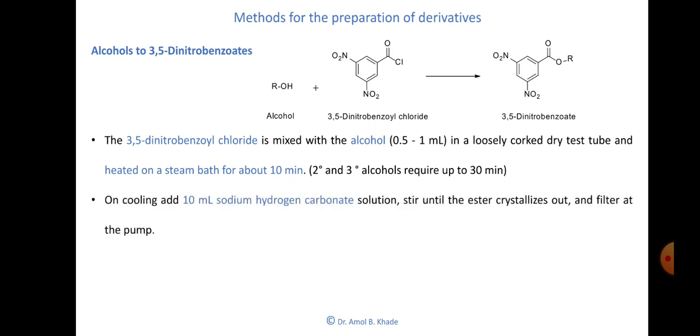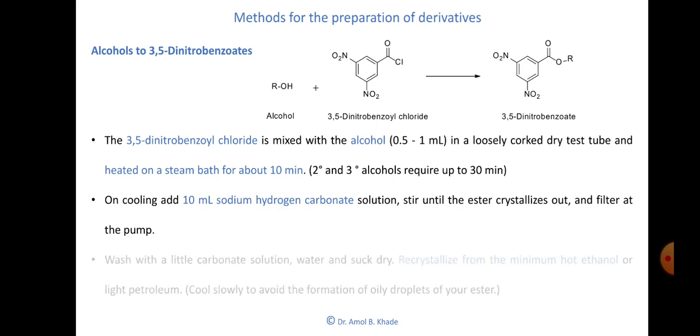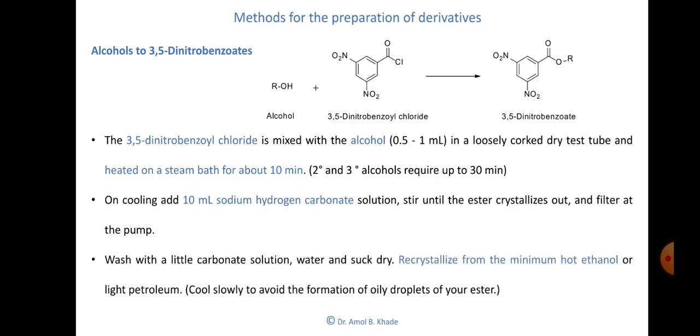Okay, so on cooling, you can add 10 ml of sodium hydrogen carbonate solution, and stir until the ester crystallizes out and filter at the pump. Okay, using a Buchner funnel. So wash with a little carbonate solution as a workup of the reaction, then water, and you have to suck it until it is dry. Then recrystallize from the minimum hot ethanol or light petroleum, and then you can get the solid derivative.